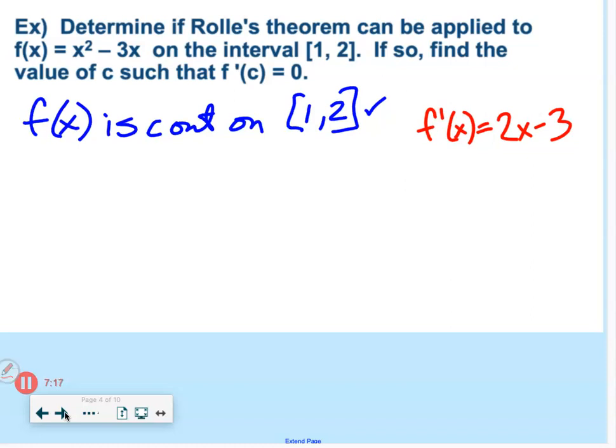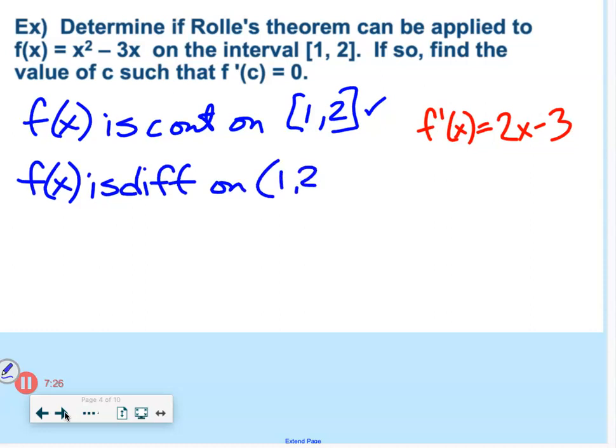So f of x, go back to blue. f of x is differentiable on the open interval. Check. What's the last thing we have to check for with Rolle's theorem? We have to check the y values at the endpoints, right? So everyone go ahead and take a second and find f of 1 and f of 2.